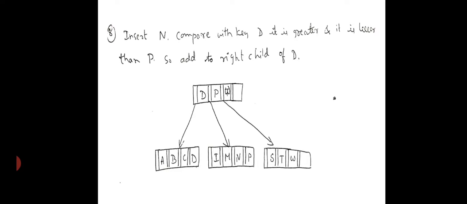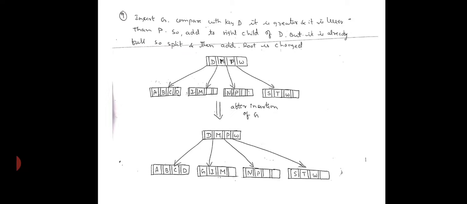Okay, next you need to insert the element N. Compare the N with the D. N is greater than D, and it is lesser than P. So you need to insert it between the right child of D and the left child of P. So add to the right child of D. Here no root is changed.